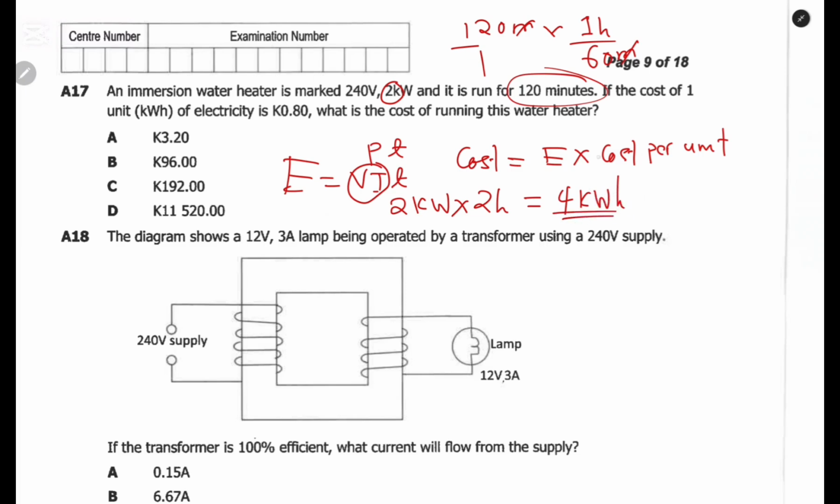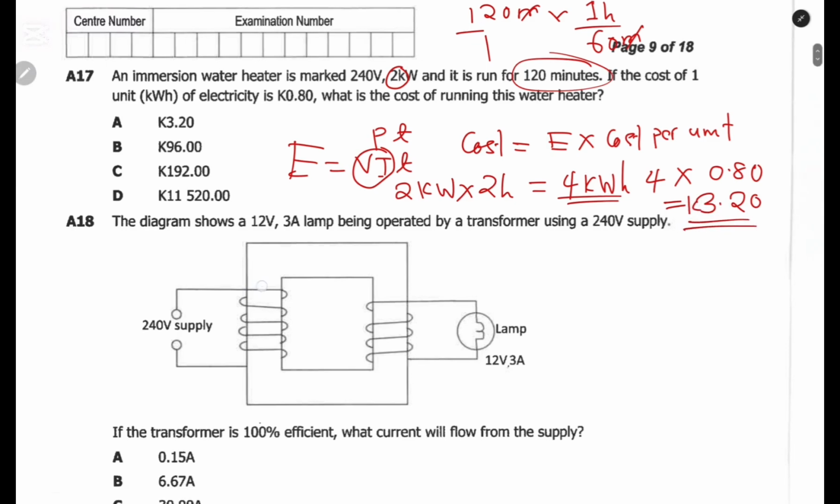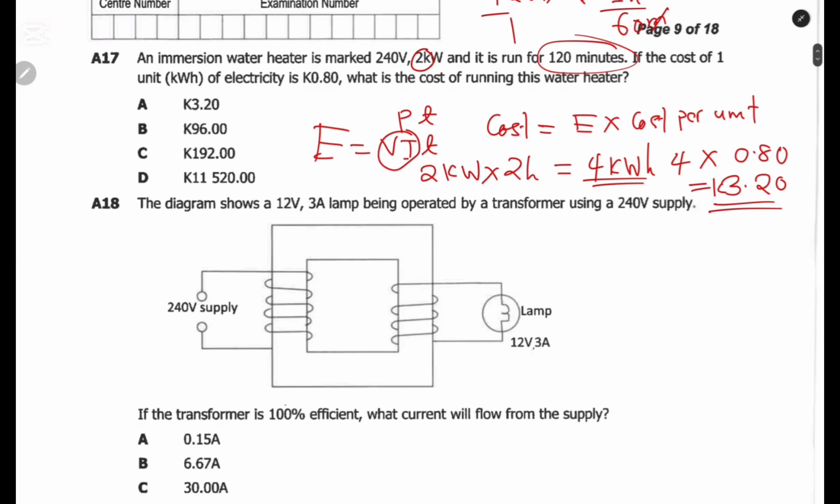Okay, now we can find the cost. We said cost is equal to energy times the cost per unit. So you're going to have 4 multiplied by, what is the amount per unit? 0.80. If you multiply this, what do you have? Okay, so you have 3.20 kwacha. Kindly confirm this amount. So that is the amount that I found, and therefore the answer is A.